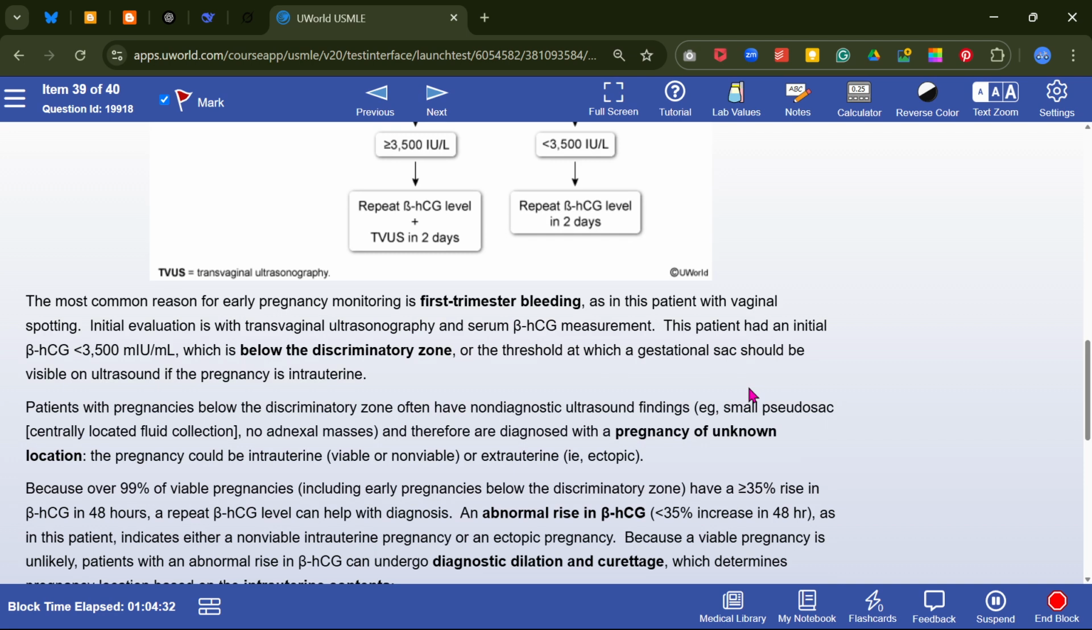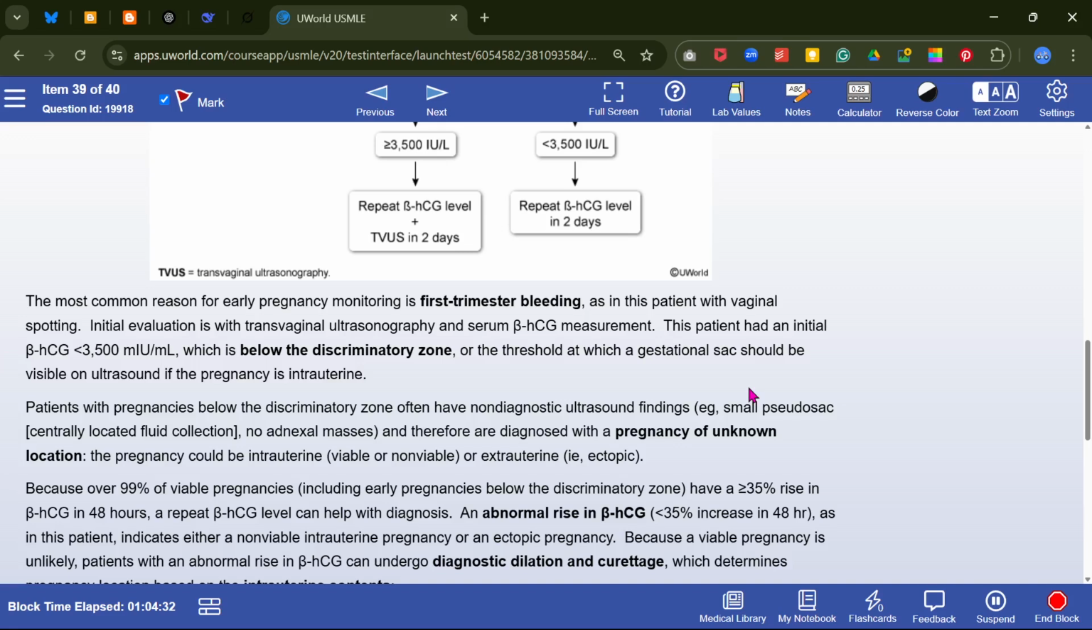The most common reason for early pregnancy monitoring is first trimester bleeding, as in this patient with vaginal spotting. Initial evaluation is with transvaginal ultrasonography and serum beta hCG measurement. This patient had an initial beta hCG less than 3500, which is below the discriminatory zone, the threshold at which a gestational sac should be visible on ultrasound if the pregnancy is intrauterine.